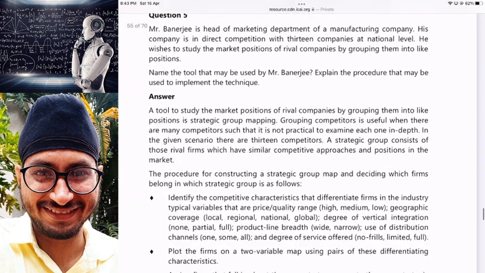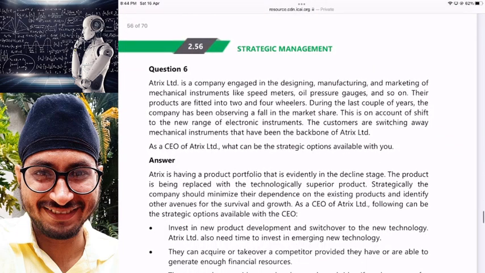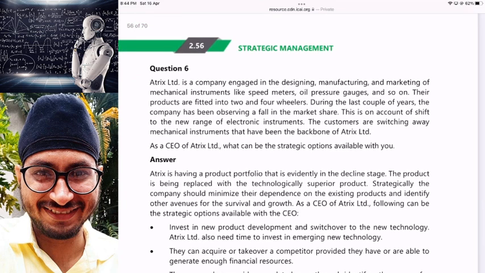Direct answer they are asking. And steps in creating a strategic group map you have to write. Next, Atrix Limited. Clear? Atrix Limited is a company engaged in designing, manufacturing and marketing of mechanical instruments like speedometers, oil pressure gauges and so on.